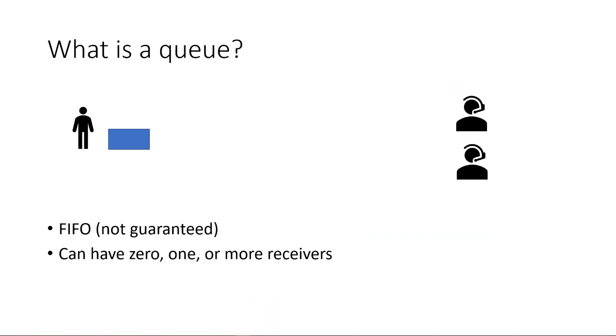A queue can have 0, 1 or more receivers. The 0 is quite important when we come to topics, but essentially you can have a number of receivers for a queue, and you can scale out the queue by having as many as you want.